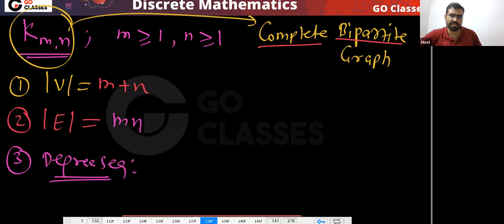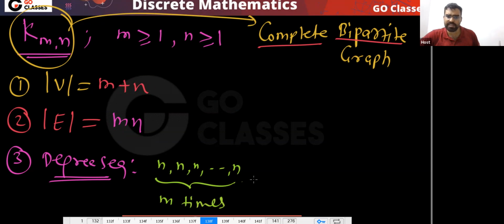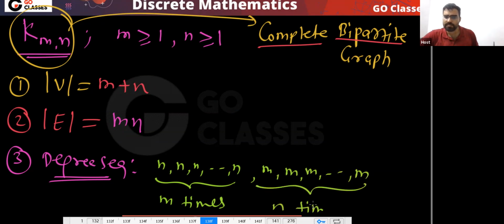What is the degree sequence? See, every vertex here will have degree N. How many vertices will have degree N? M vertices will have degree N. And how many vertices will have degree M? Total N vertices. So this is the degree sequence.